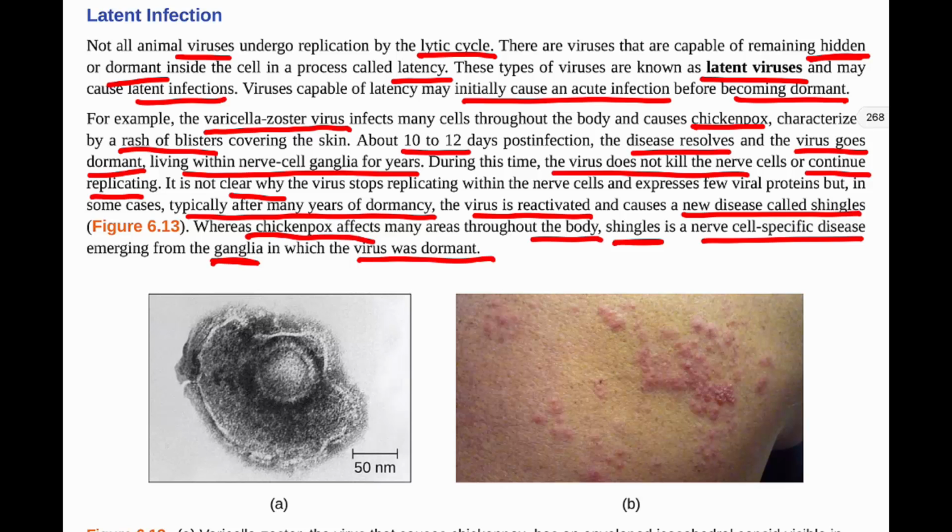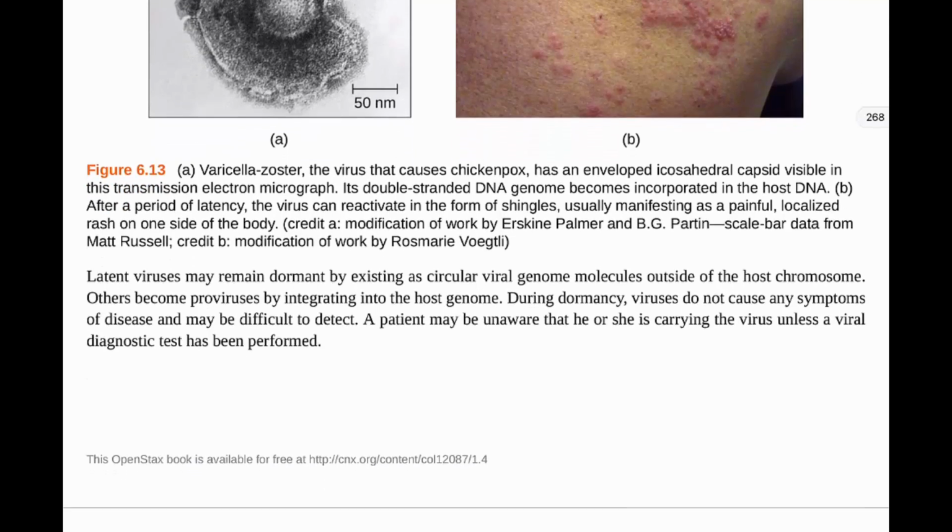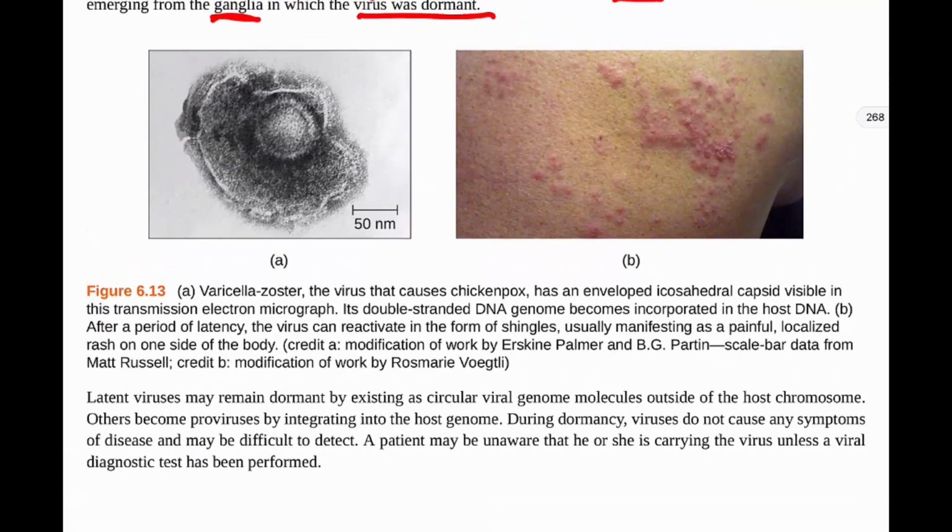And that's what this image is here. So in A, we have the virus that causes chickenpox. It's an enveloped icosahedral capsid. And then in B, it's just showing an example of what shingles looks like, a very painful, itchy rash.